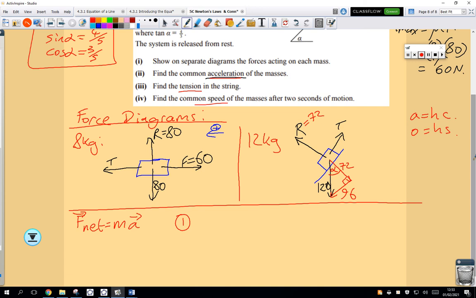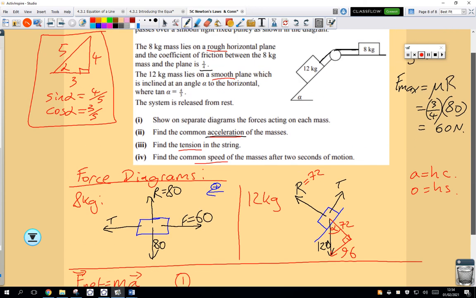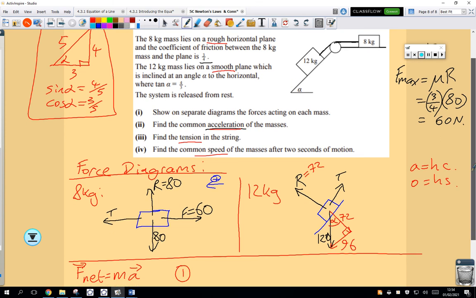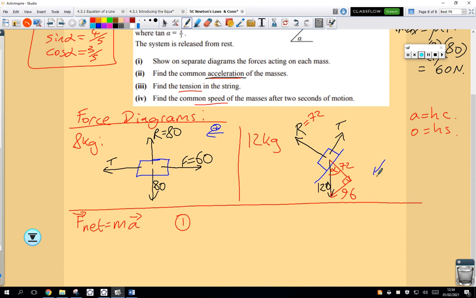And this one, if I look at this force down here, this second object, this is going to be trying to move down parallel to the plane. So I'm going to call that the positive direction for this one, and that's how I'm going to develop my force equations.